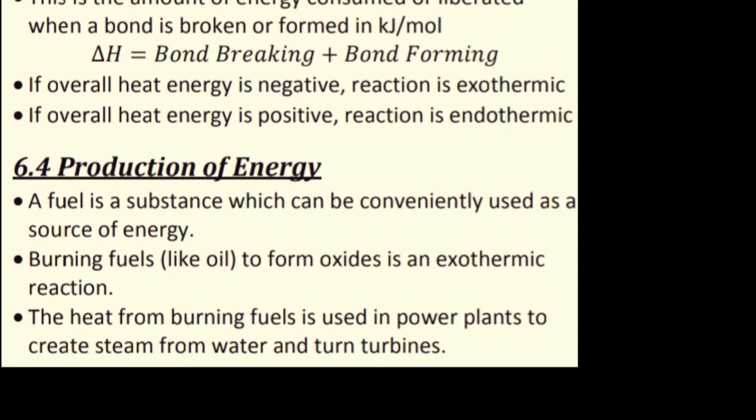This heat energy is used to convert water to steam. This steam is used to rotate turbines, and it helps to generate electricity. After burning fuels, they produce a lot of energy. This energy is used to produce steam. Steam helps to rotate turbines, and after rotating the turbines, they generate electricity. Next one, we have to discuss hydrogen as a fuel.